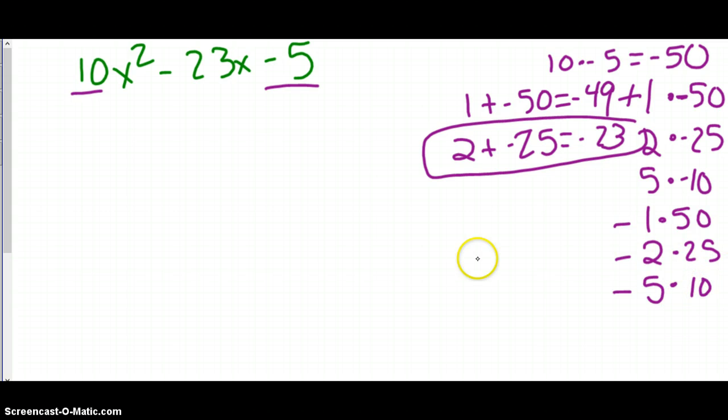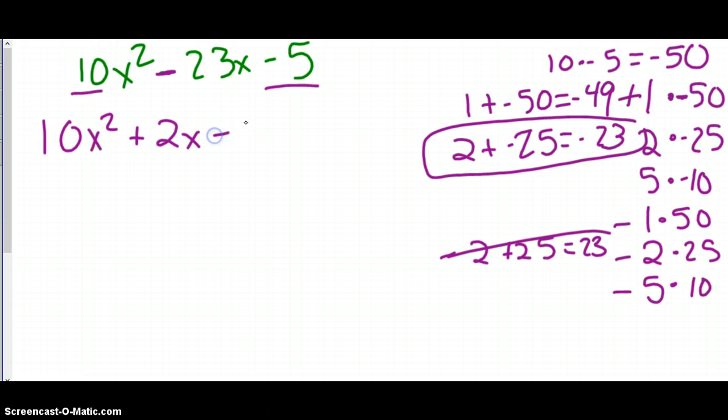You'll notice if we had done negative 2 plus 25, it gives us positive 23. That one is the wrong one. Even though they're pretty close, they're both 23s, we want the one with the negative because there's a minus sign in the middle in front of the 23. So we'd go and rewrite that middle as plus 2x minus 25x, and then we'd factor.